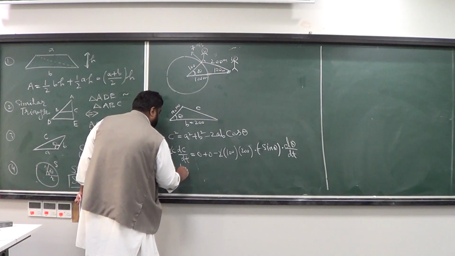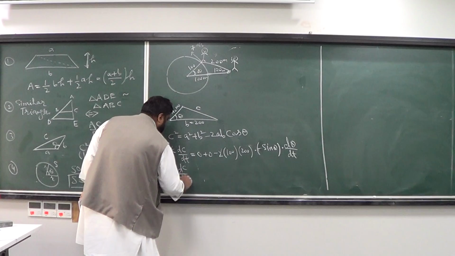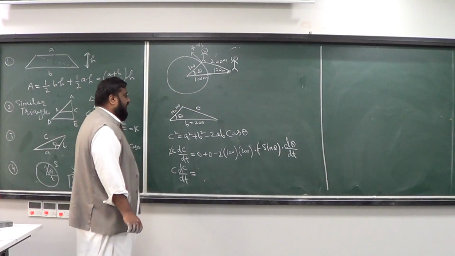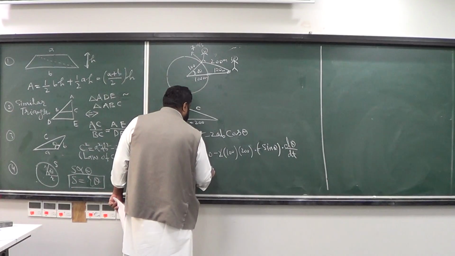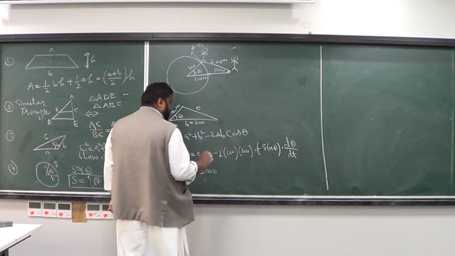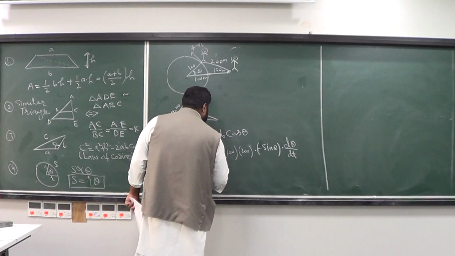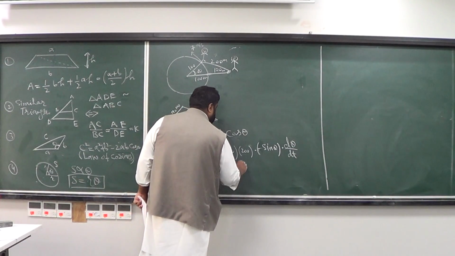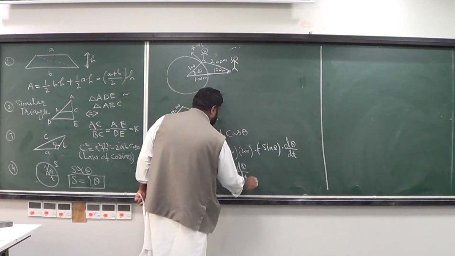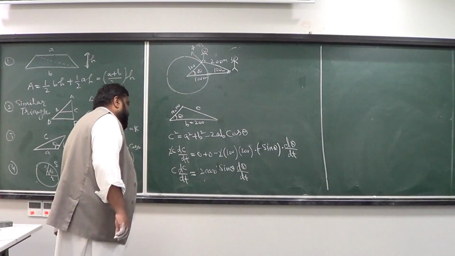If I simplify this bit, the 2 and 2 will be cancelled, and you're going to get C times dC by dt is equal to 100 times 200, so 2 with the 4 zeros, sine theta, d theta by dt. So this is the relationship between them.